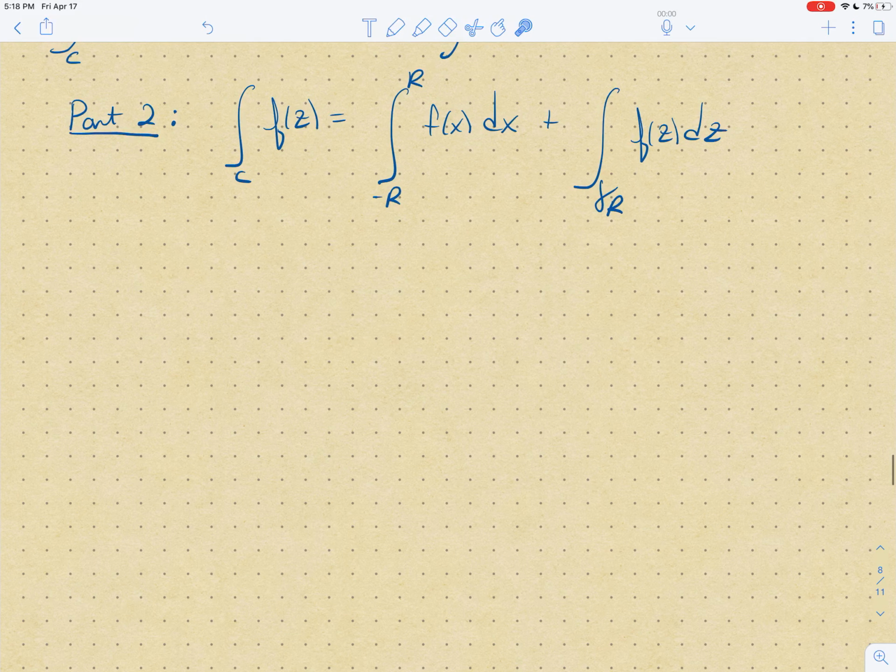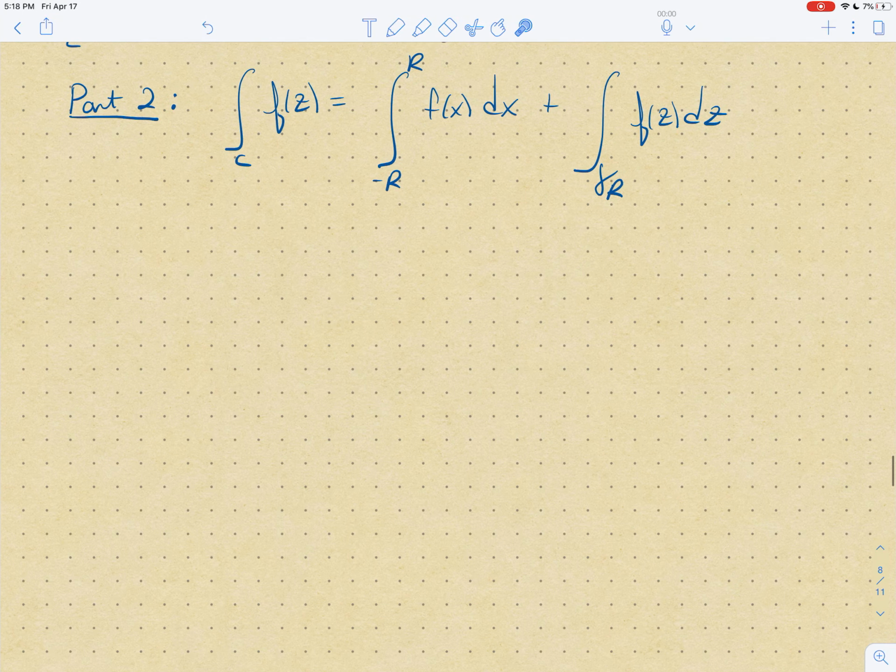So part 2, we know the value of this integral, but we also know that we can break it up as the integral over the x-axis. It's still f of z dz, but we're going to switch it to f of x dx because on the x-axis z is just x. And then we have the integral over f of z of the actual arc on the circle. And so our goal, of course, is to show that this guy goes to 0. So let's write that down.